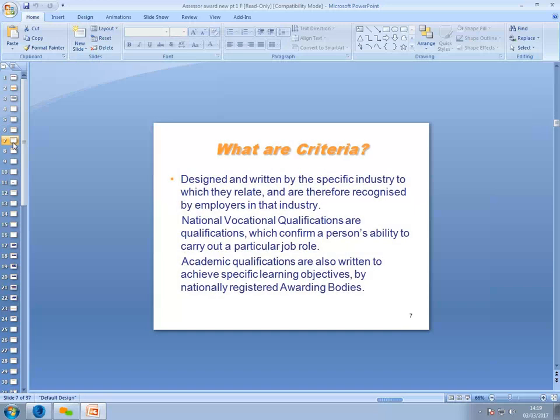What are criteria? Designed and written by the industry to which they relate and therefore recognised by employers in that industry. NVQs are qualifications which confirm a person's ability to carry out a particular job role. Academic qualifications are also written to achieve specific learning objectives by nationally registered awarding bodies. Just mentioned that, of course.